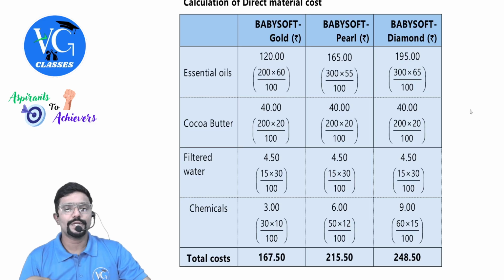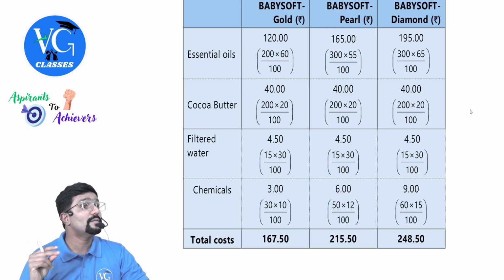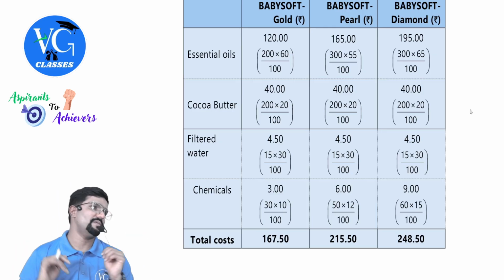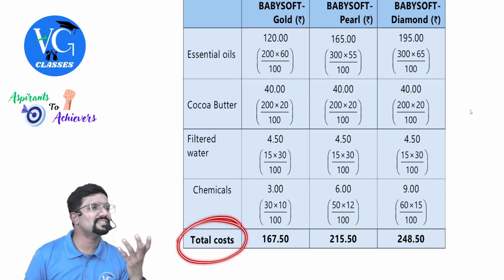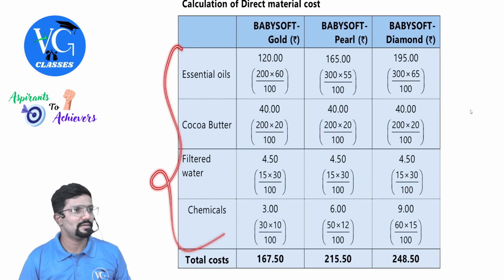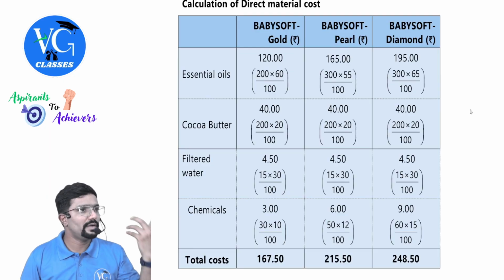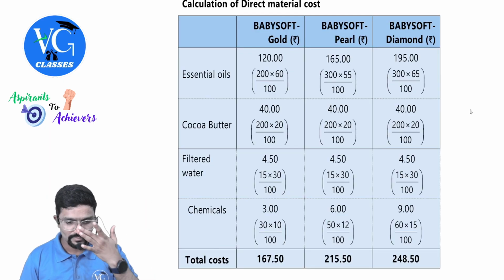Okay. Total cost 167.50, 215.50, 248.50 per unit. Total per unit. Material cost per unit. Okay, sir, then they have written total cost, maybe total material cost per unit because there are different types of material. Even labor is given there at the bottom, that will not come under material. Labor we took separately.